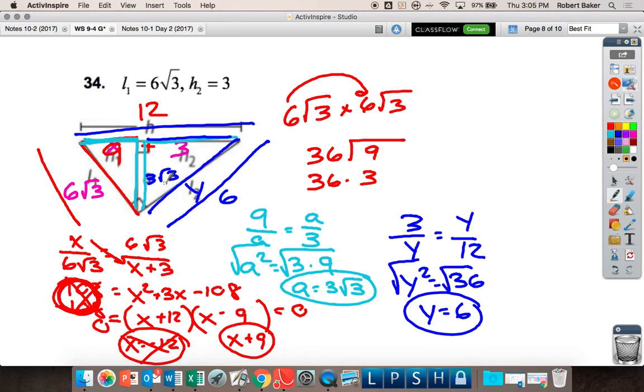So, the first part of your test is 12 open response questions. And this is one of those 12 questions. The back part's 12 multiple choice questions. And we're doing that Tuesday.